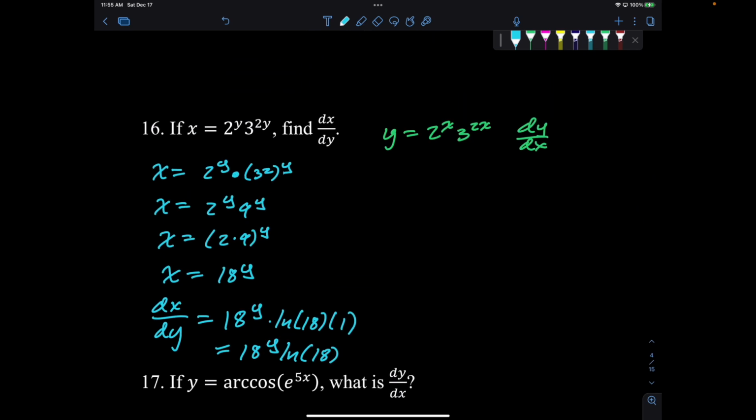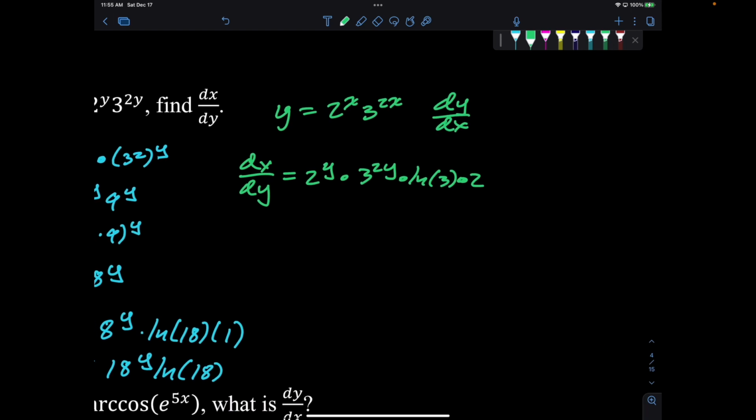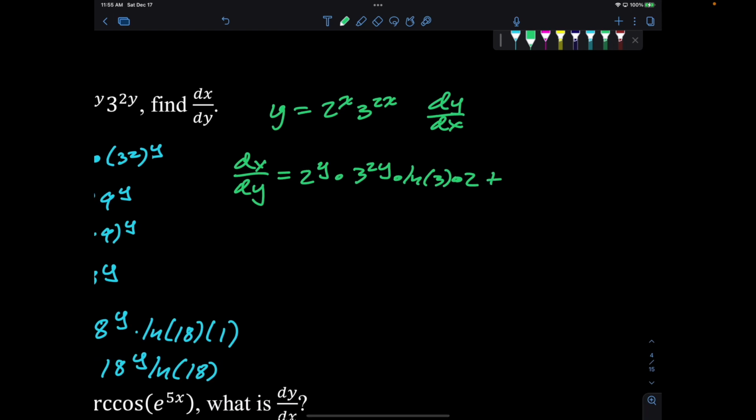I don't know, though. Diving in, I probably would have done this differently. I probably would have done dx/dy and jumped right in. I'm just going to show you. I would have done first times the derivative of the second, which is 3 to the 2y times natural log of 3 times 2, plus second, which is 3 to the 2y.